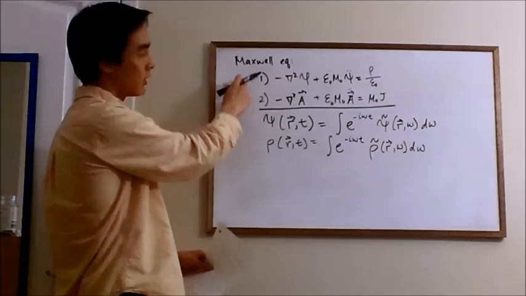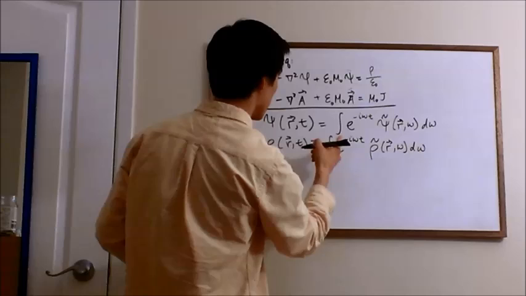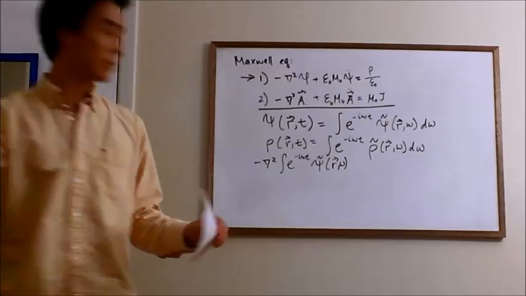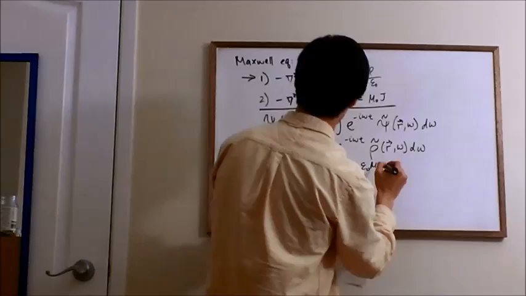So if I plug this into here, I'm going to get negative the Laplacian, the integral of e to the minus i omega t, and then d omega, plus epsilon naught mu naught. Actually, I'm going to remove this just to save some space.